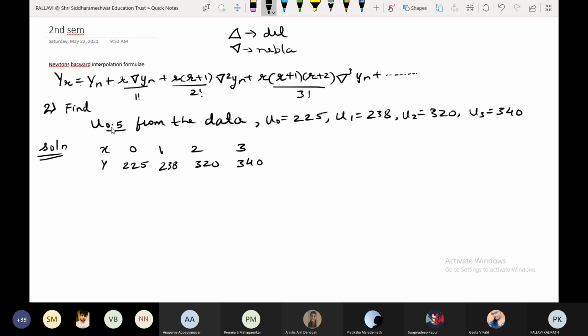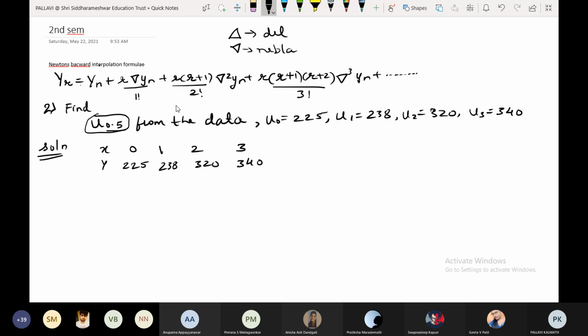Okay, so they have told you to find u of 0.5. 0.5 means closer to the first half or the second half? First half. Then are you going to use the forward formula or the backward formula? Forward one. Okay, so you are going to use the forward interpolation formula.